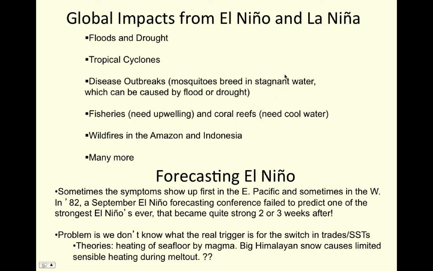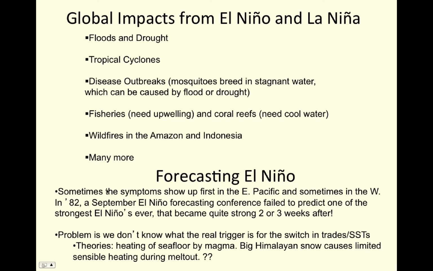Coral reefs, this is such a propagated signal of warm water that it really changes the distribution of warm water, and coral reefs prefer to have cooler water. We're seeing impacts right now in the Great Barrier Reef from these things. Wildfires in the Amazon and Indonesia, especially during El Nino events, and there's many, many more in the literature.